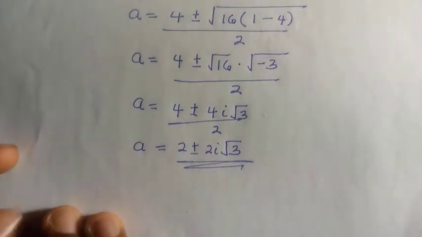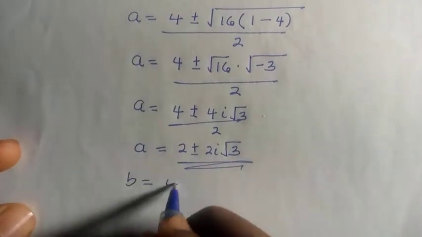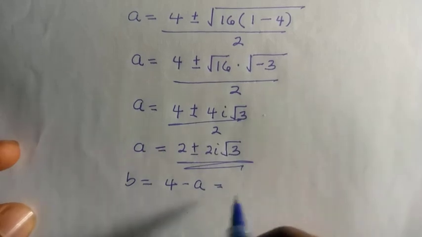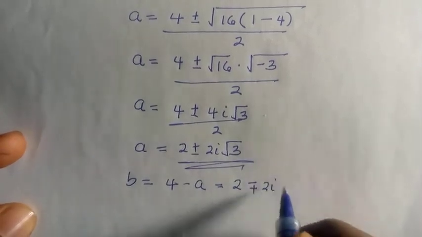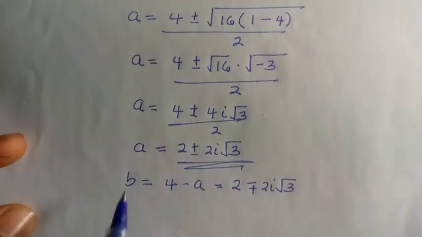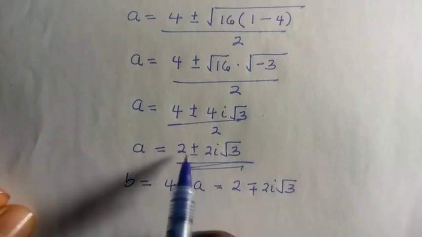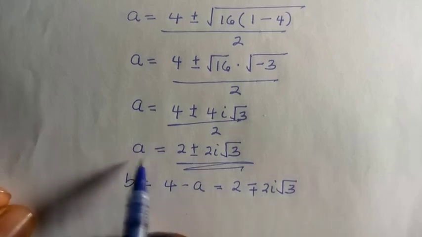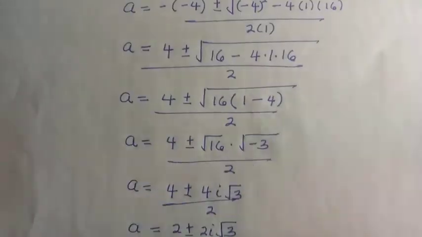To get the value of b, we recall from equation 3, which says b equals 4 minus a, and by substituting the value of a here, the result we get is 2 minus or plus 2i root 3. So this is the value of a and the value of b. That is, when a equals 2 plus 2i root 3, b becomes 2 minus 2i root 3. And when a is 2 minus 2i root 3, we have b, which is 2 plus 2i root 3. And these are the two solutions to this problem, which are complex.